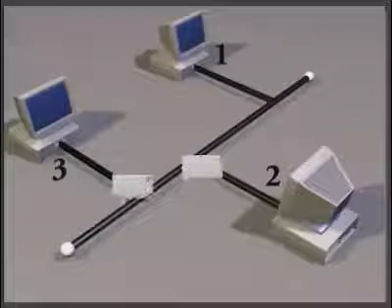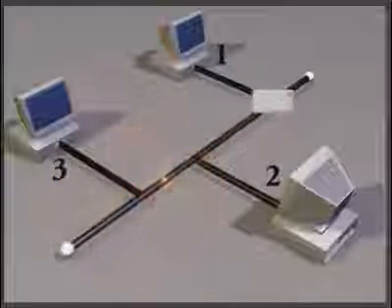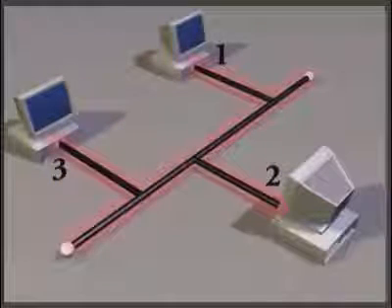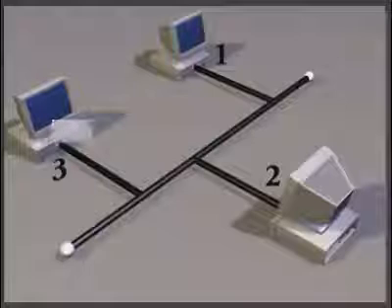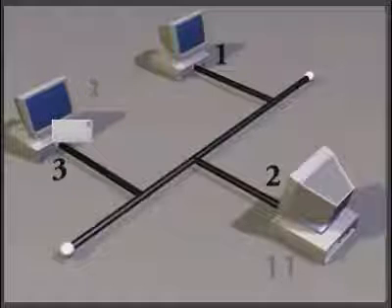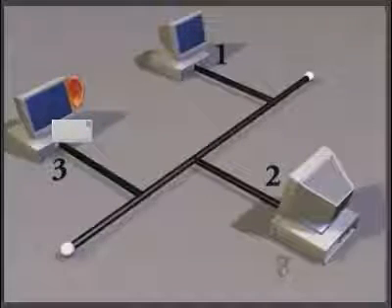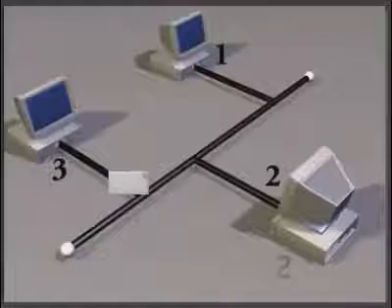Because they were sent at the same time, the messages collide. Both computers detect the collision and transmit a jam signal. Each computer then waits a random amount of time, listens to determine that the network is free, and resends the original message.